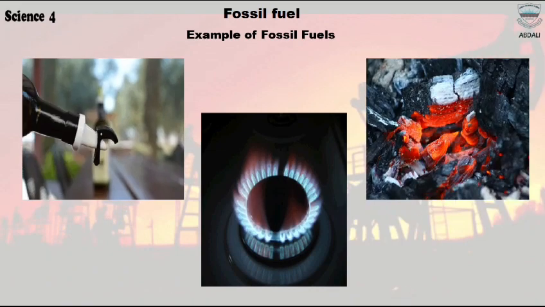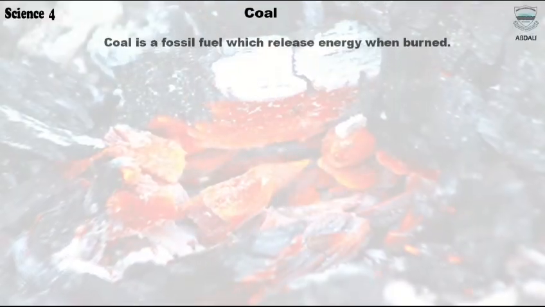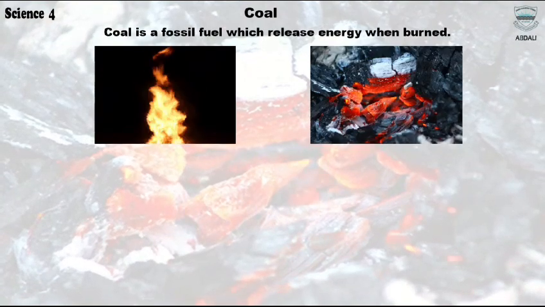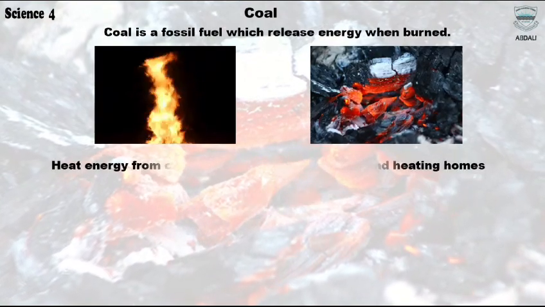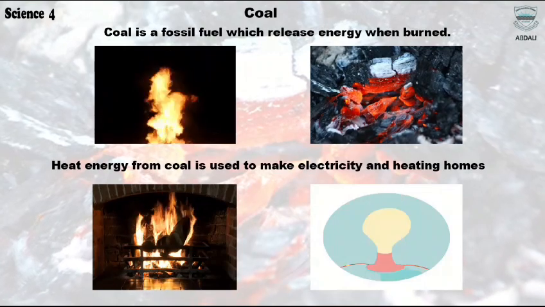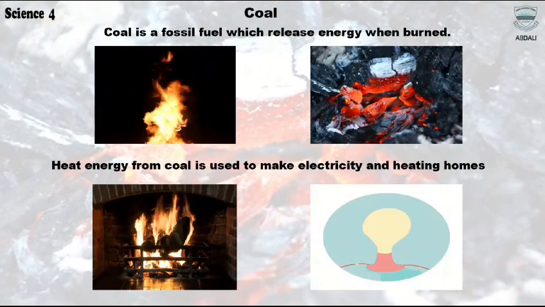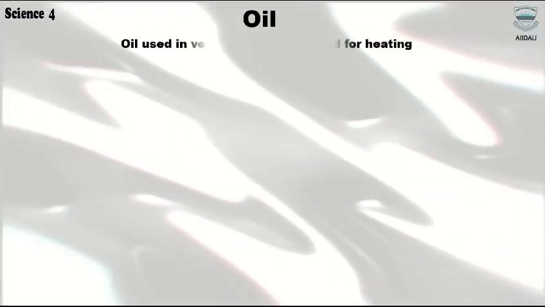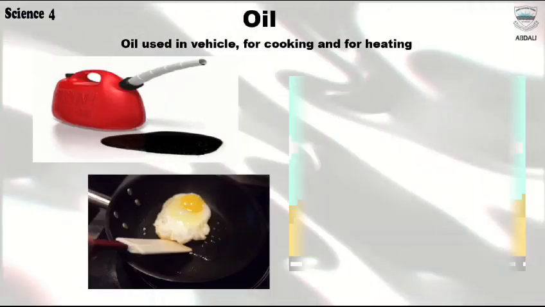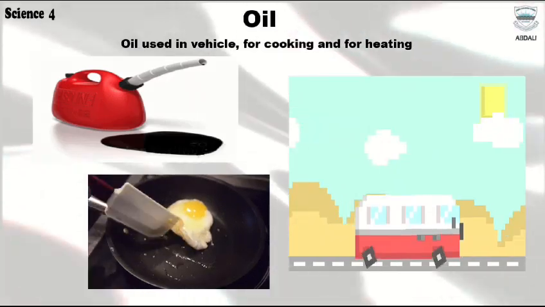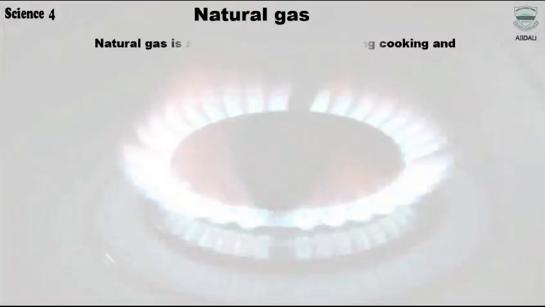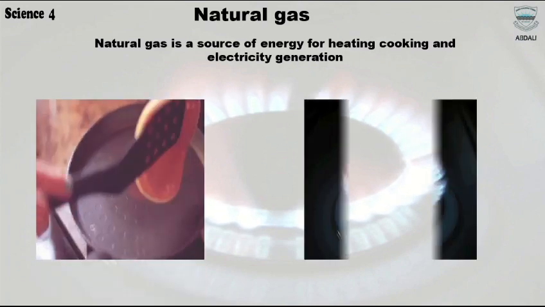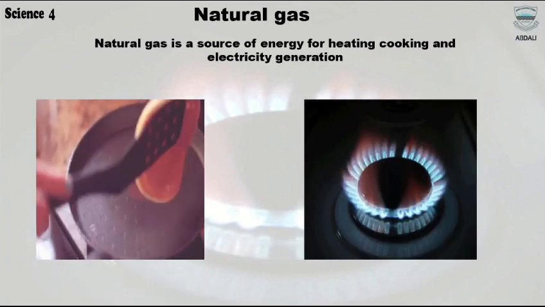Let's learn about coal. Coal is a fossil fuel which releases energy when burned. Heat energy from coal is used to make electricity and for heating homes. Oil. Oil is used in vehicles, for cooking and heating. Our next and last resource is natural gas. Natural gas is a source of energy for heating, cooking, and electricity generation.